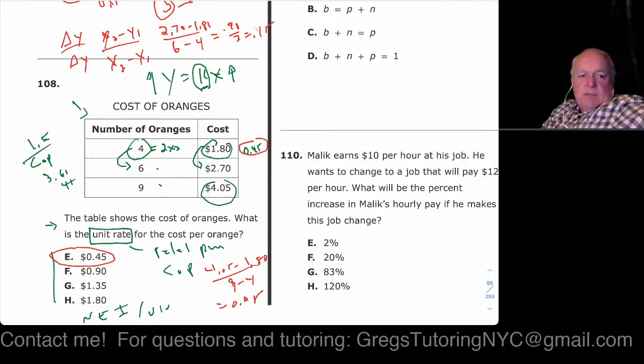We could also do something like, if you want, 405 divided by the 9. And again, there's all these different ways to help us along doing this, all right?